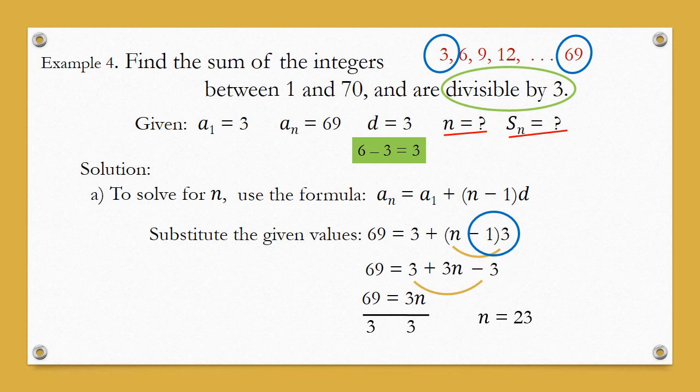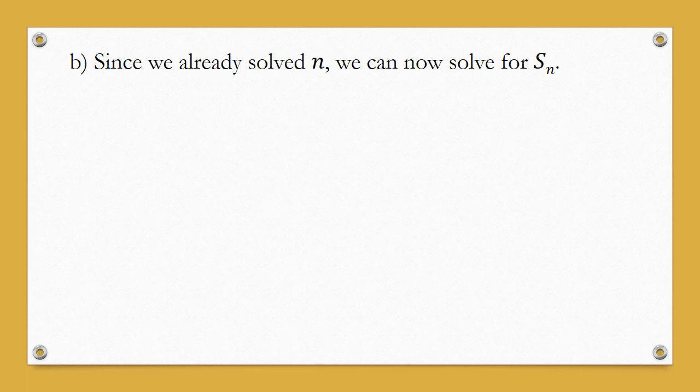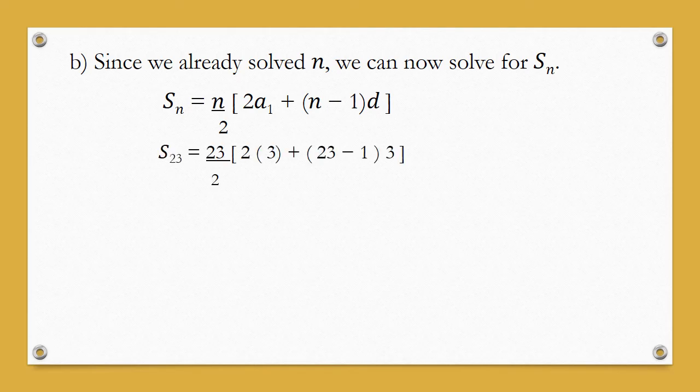So again, in this problem, we need to find two things. The n, we have it here. Then, we're going to solve for s sub n. Formula again. Okay. So, the formula is s sub n is equal to n over 2 times 2, the first term, plus n minus 1 times the common difference, which is d. Okay, substitute. So, 23 is the number of terms that we solved earlier. 2 times 3 as the first term, plus 23 is the number of terms again. Then, 3 is the common difference.